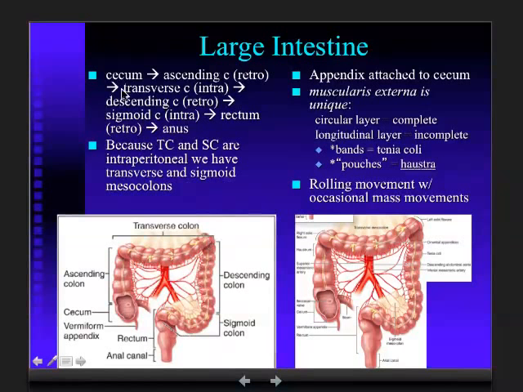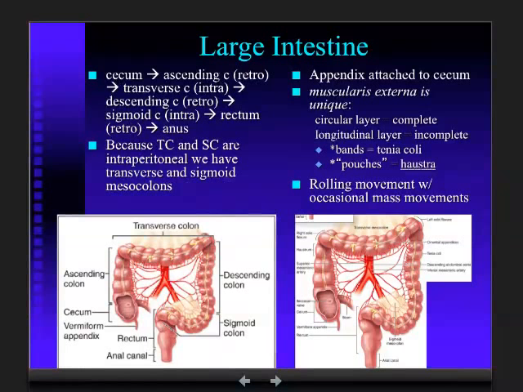If you look up here, I've laid out the roadmap: the cecum, then ascending colon, transverse colon, descending colon, sigmoid colon, rectum. And the convenient thing, which I hadn't thought about until I was reviewing these earlier today, is that the ascending colon is retroperitoneal. The transverse is intraperitoneal. Descending is retro. Sigmoid is intra. Rectum is retro. So how easy is that? It just alternates: retro, intra, retro, intra, retro. That makes it pretty easy to remember.